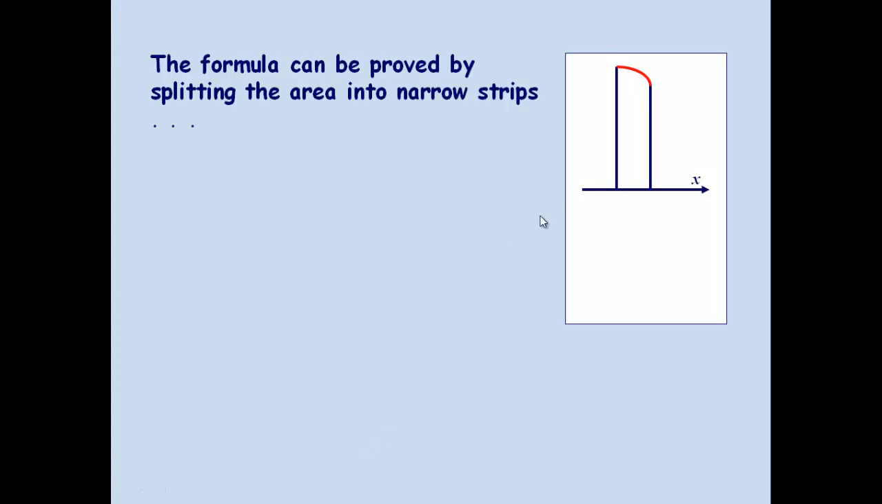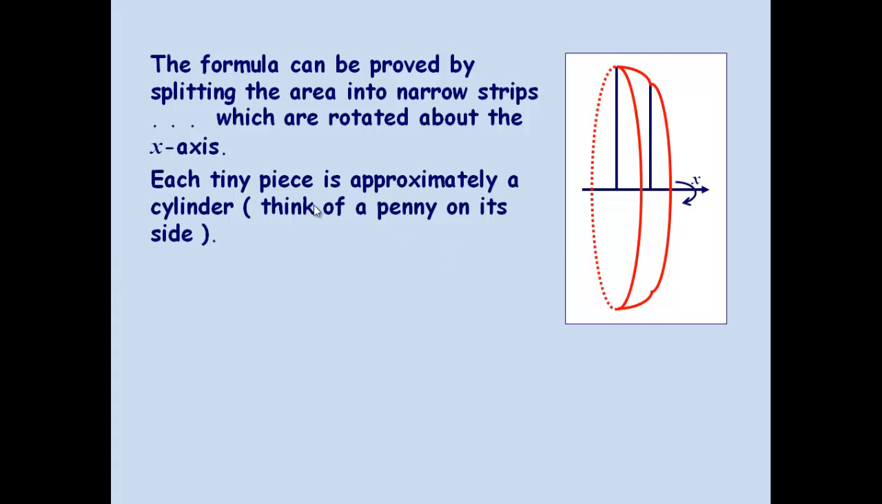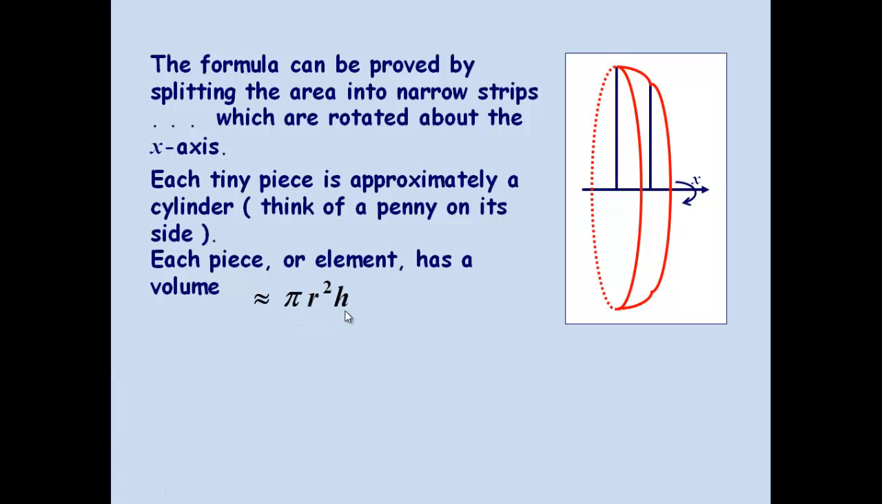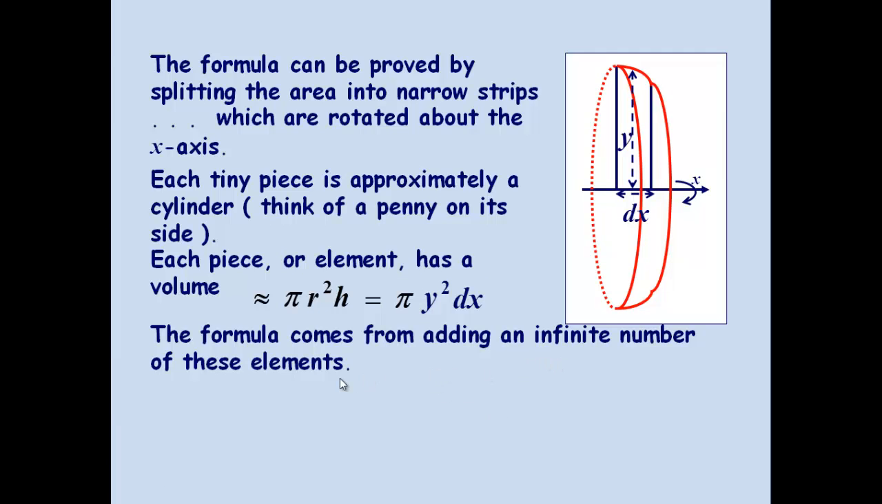We'll have a little look at why this works. If we think of narrow strips like this, we've got lots and lots of tiny pieces that are approximately cylinders, like pennies on their side, each with a volume like this. The r is the y value. We're adding an infinite number of these elements. So in other words, it's like a sum of this, which is what an integral is, isn't it?